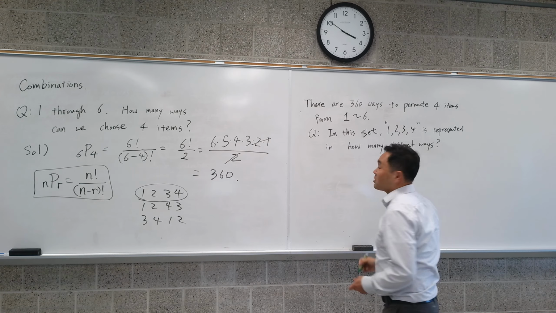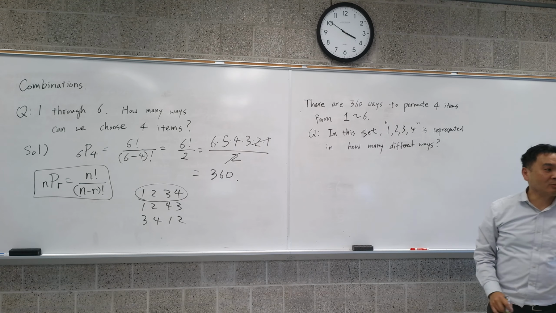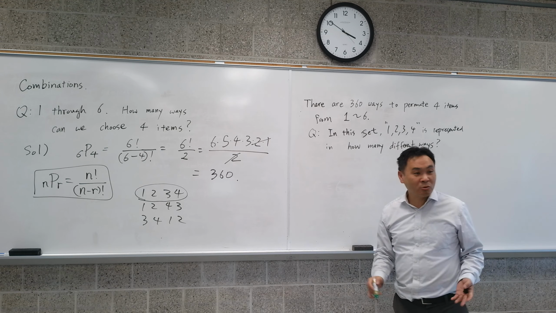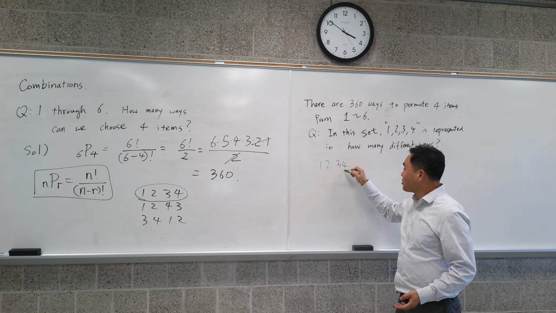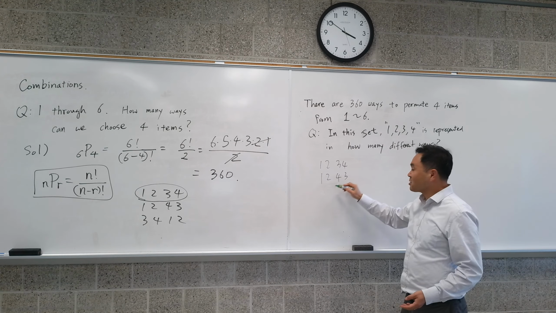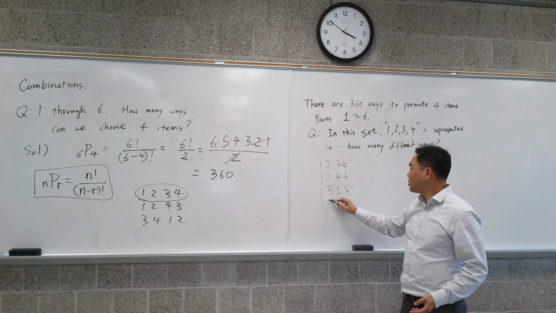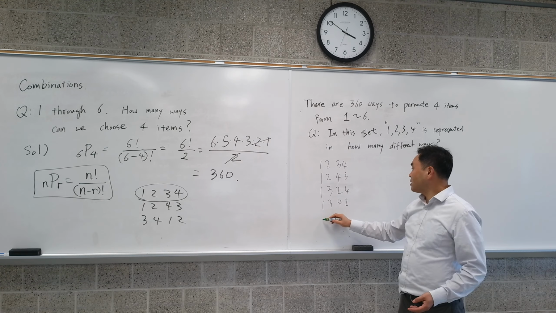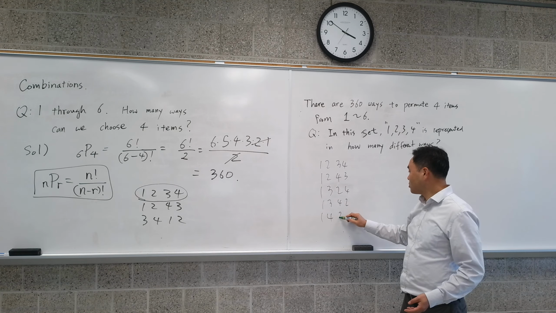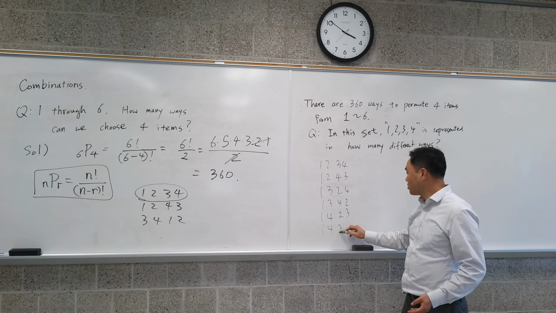So that's the question that you should be asking. Well, what does that mean? You have 1, 2, 3, 4, 1, 2, 4, 3. You can either try to do dictionary ordering, it takes a while. 1, 3, 2, 4, 1, 3, 4, 2, and then 1, 4, 2, 3, 1, 4, 3, 2.